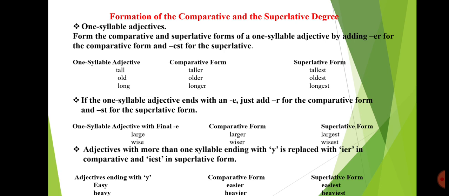Adjectives with more than one syllable ending with y. Here you see E and A, both are vowels. So we pronounce both the vowels here, and so they are more than one syllable, E-A-Y. So, easy. This Y is being replaced with IER in comparative form and IEST in superlative form. Easy, easier, easiest. Heavy, heavier, heaviest.